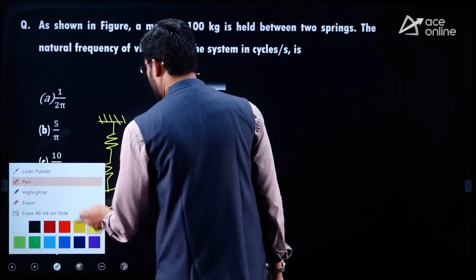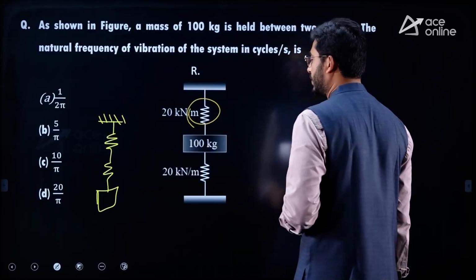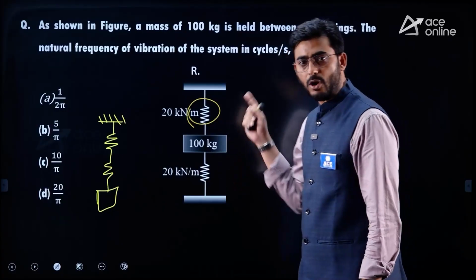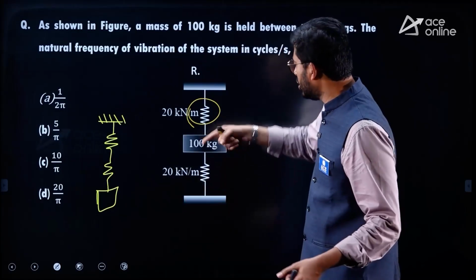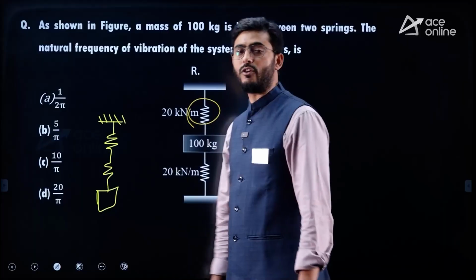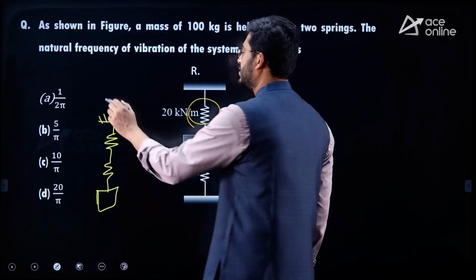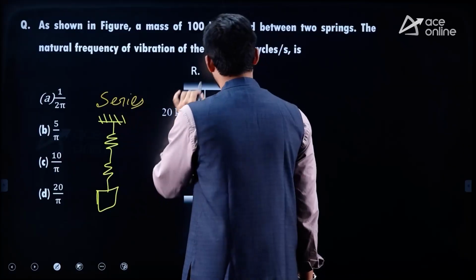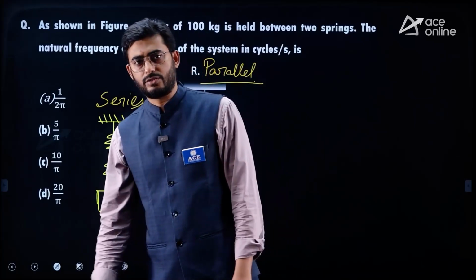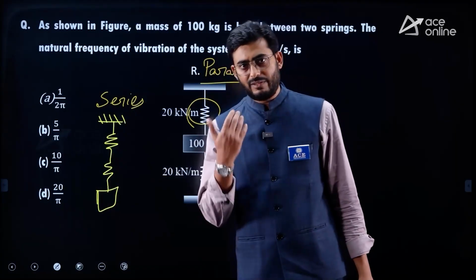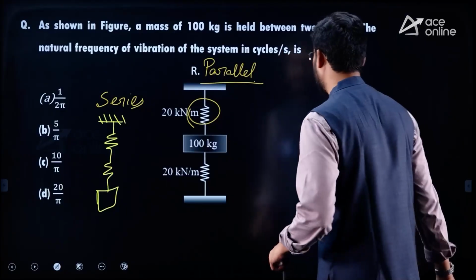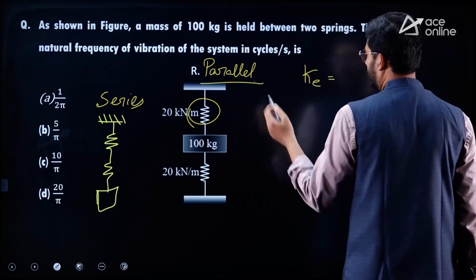And here we observe that the 20 kilonewton spring on the top is going to experience extension, and the 20 kilonewton spring at the bottom is going to experience compression. So tension of the top equals compression of the bottom, and that's when these springs form a parallel combination. Understand that this is a series combination and this is straight away a parallel combination. Don't get confused, because you will find a similar kind of analogy in other subjects as well.